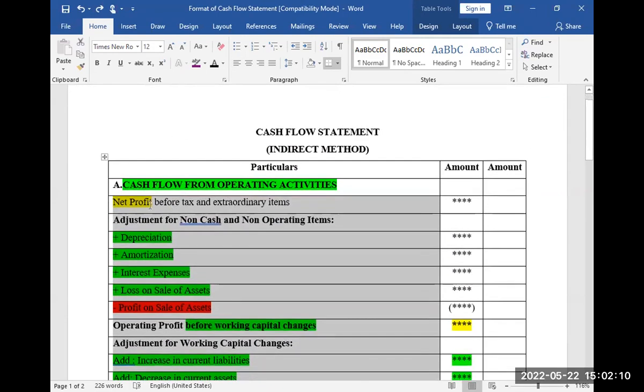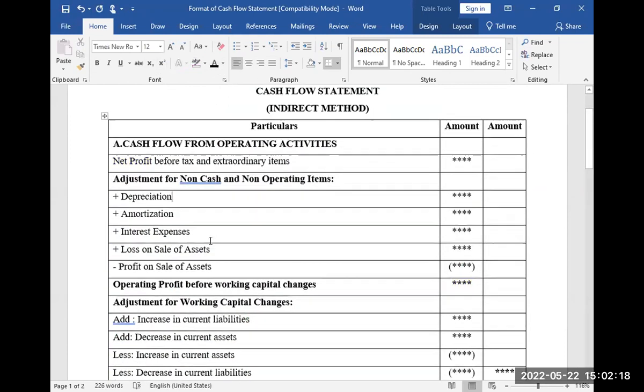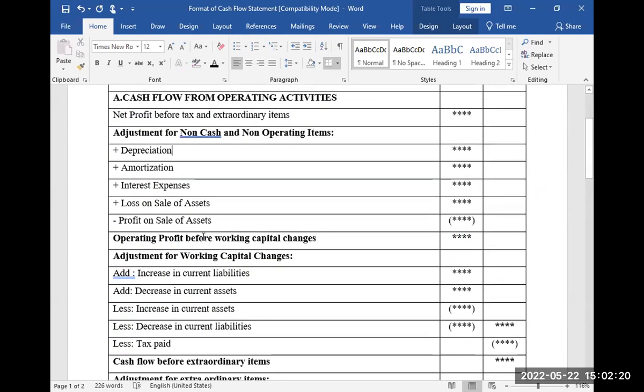The starting point should be the profit from the profit and loss account. I have to take the profit from the profit and loss account and start there: net profit as per the profit and loss account. Look at this. Can you imagine the cash flow statement? The cash flow statement consists of only 5 items.